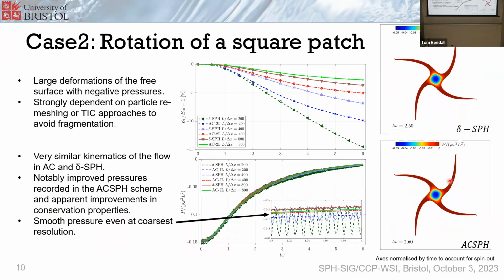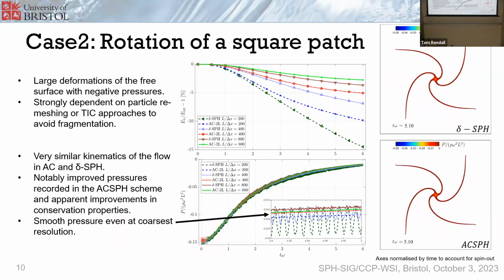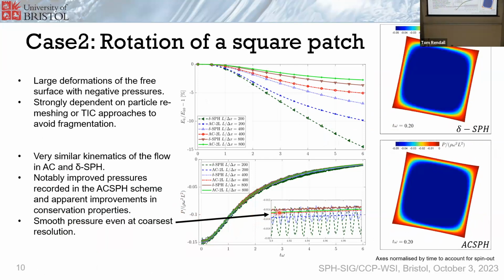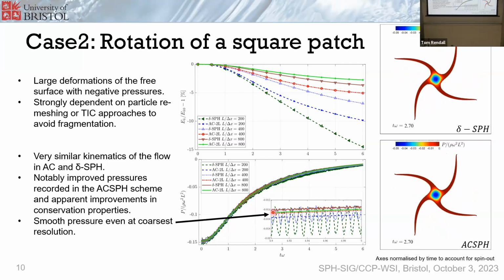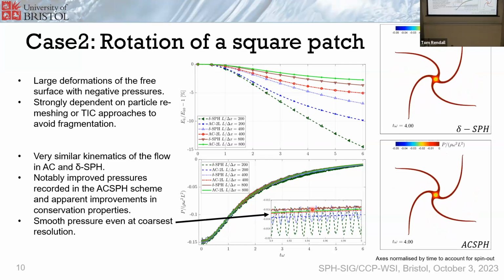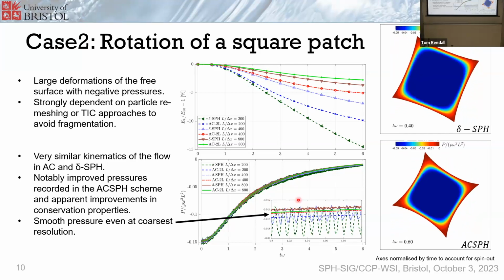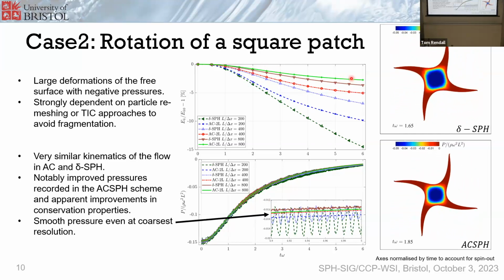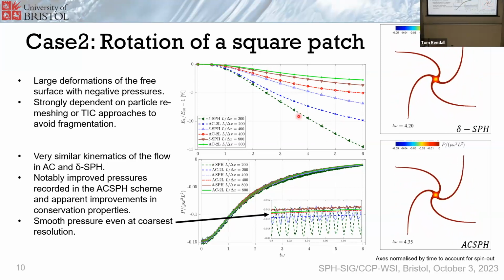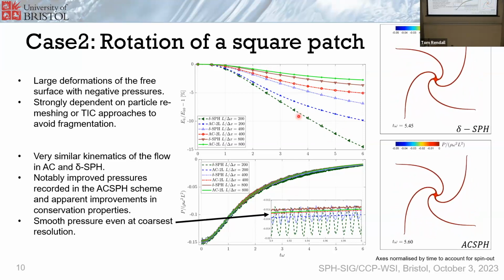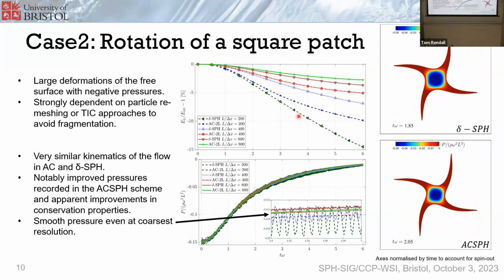This was the rotation case, so there's a little square patch that spins out. If you look at the pressure at the center of the patch, the lines coming across here are the artificial compressibility results, eliminating a lot of the noise features that were seen in the weakly compressible variant. There are some improvements as well in the conservation properties too. So, reasonably favorable results, driven by the fact that you're enforcing incompressibility accurately.